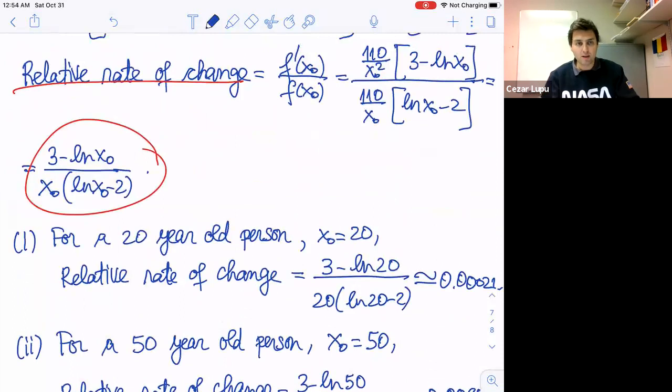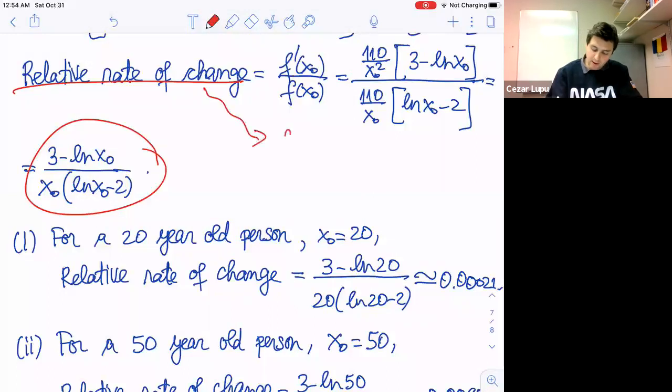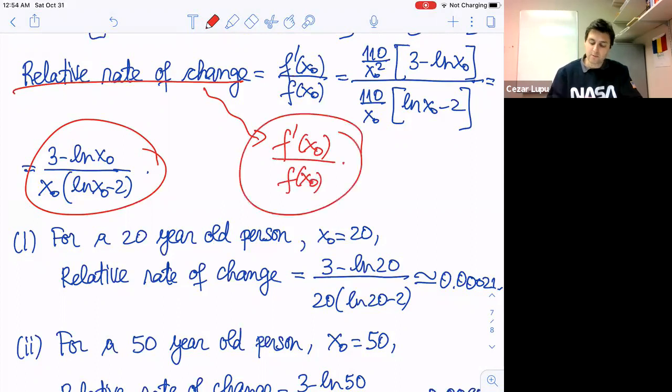When you ask about the relative rate of change, you always think of the derivative. So when you think of relative rate of change, you always think of this guy, f prime evaluated at x naught over f of x naught. So that's the relative rate of change.